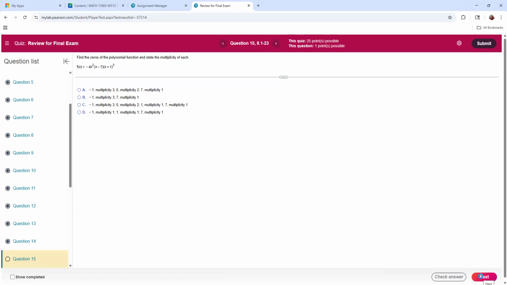All right, let's play with this. A -4x squared, x minus 7, x plus 1 cubed. So they just want me to find the zeros and the multiplicity of each.